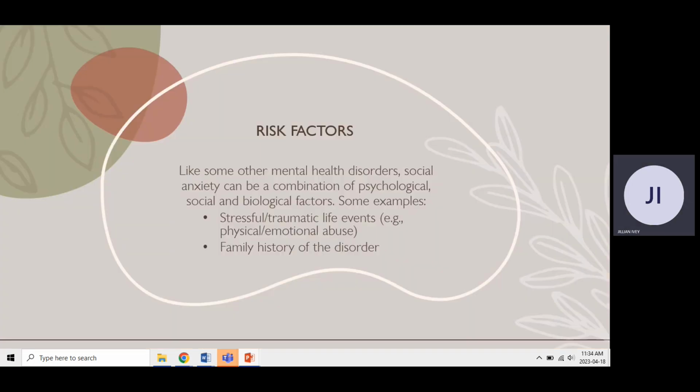Some risk factors: like some other mental health disorders, social anxiety can be a combination of psychological, social, and biological factors. Some examples being stressful or traumatic life events like physical or emotional abuse, like bullying, as well as family history of the disorder.